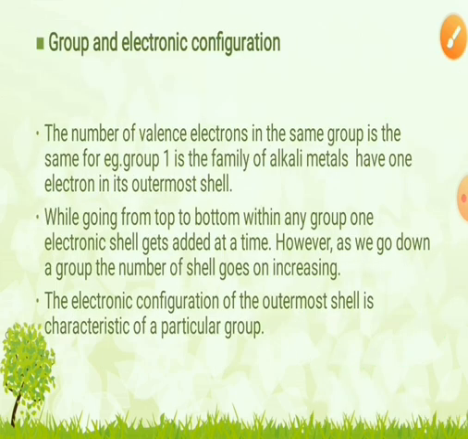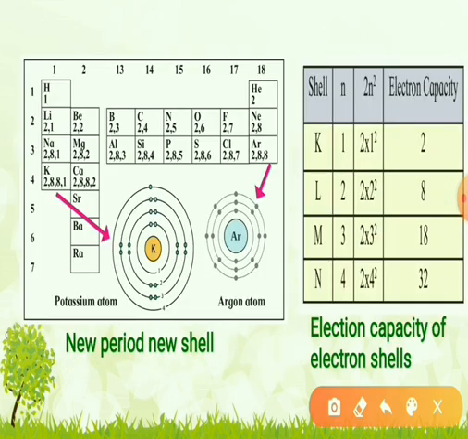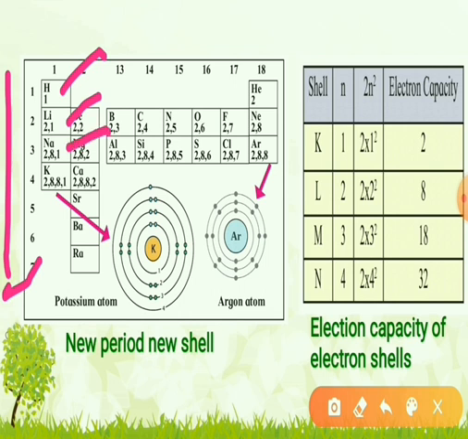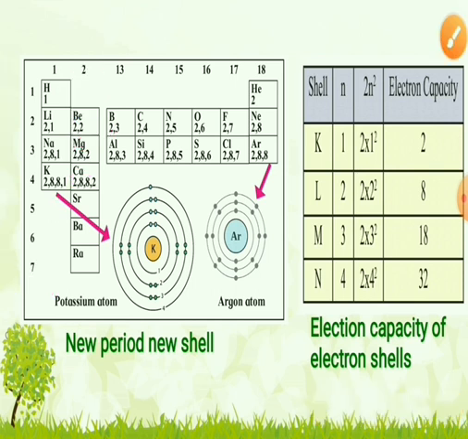While going from top to bottom within any group, one electronic shell gets added at a time. Thus, as we go down a group, the number of shells goes on increasing. Obviously, you can see here, as you go from top to down, the number of shells goes on increasing. Here it is 1 shell, 2 shells, 3 shells, 4 shells, and so on. The number of shells gets added one by one as you go down the group.